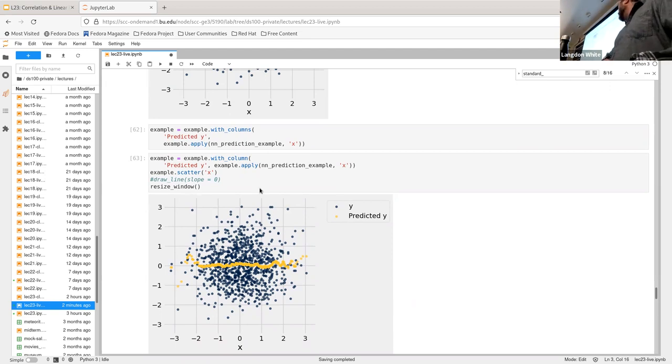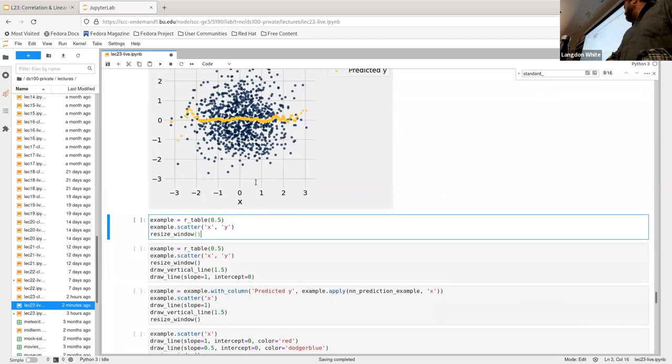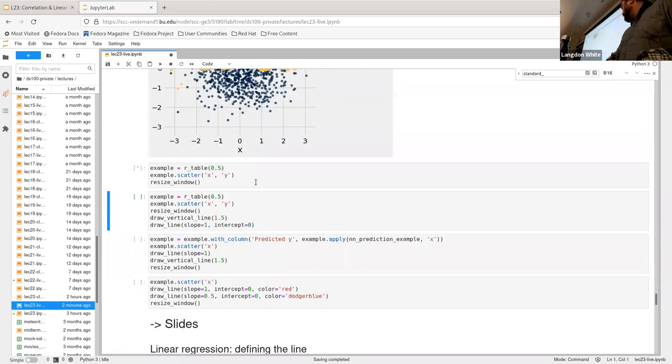Then we can also, oh my goodness. It's hard to line up on the keyboard. I just want to finish this last little bit before we go.